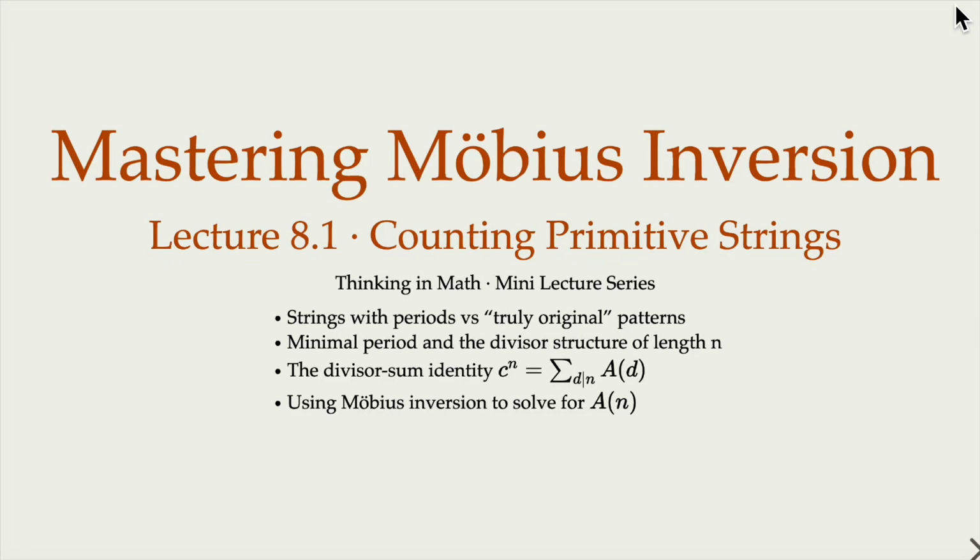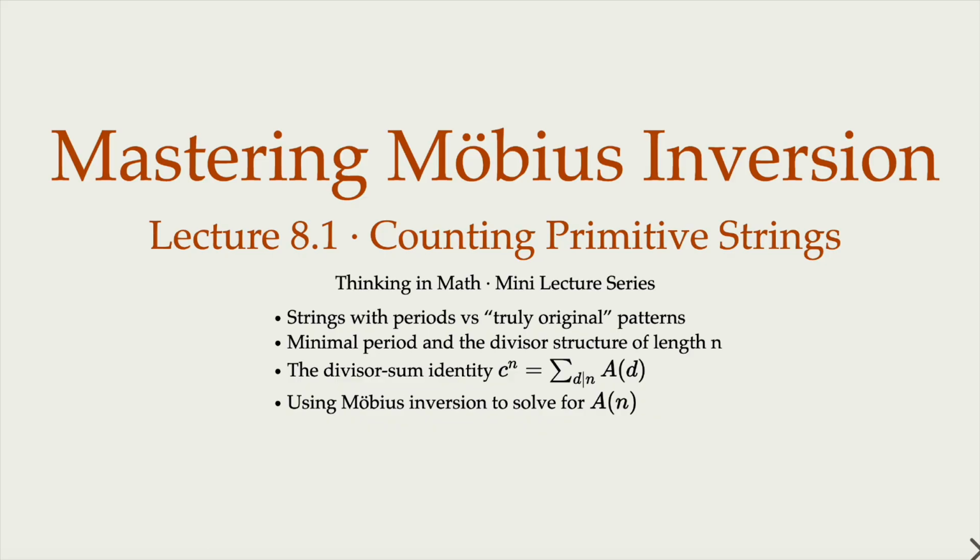Hi everyone, welcome to lecture 8.1 of our Möbius inversion mini-series. In the earlier lectures, we stayed mostly in number theory. We built up the Möbius function mu, Dirichlet convolution, and the inversion formula for arithmetic functions. Today, we move into combinatorics. Instead of counting integers, we'll count strings over an alphabet of C colors.